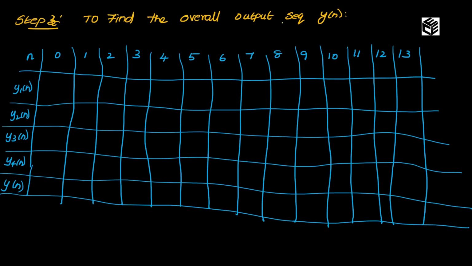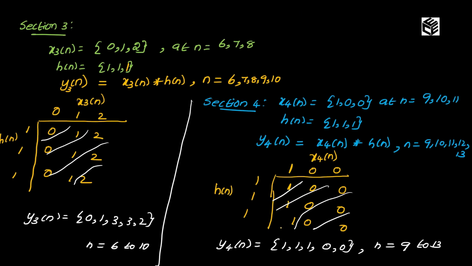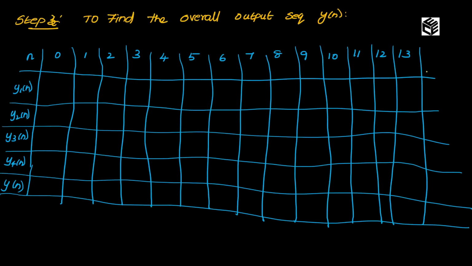The final step is to find the overall output sequence y of n. From the last step, I could understand that the value of n goes up to 13. And we got 4 outputs for 4 sections, that is y1 of n, y2 of n, y3 of n and y4 of n. Now, with the help of all these 4 outputs, I am going to find the final output y of n. I am going to write the outputs obtained from each section.